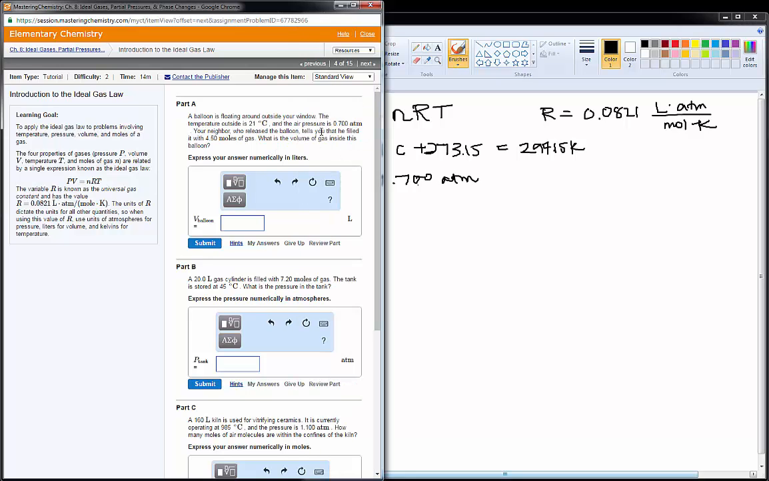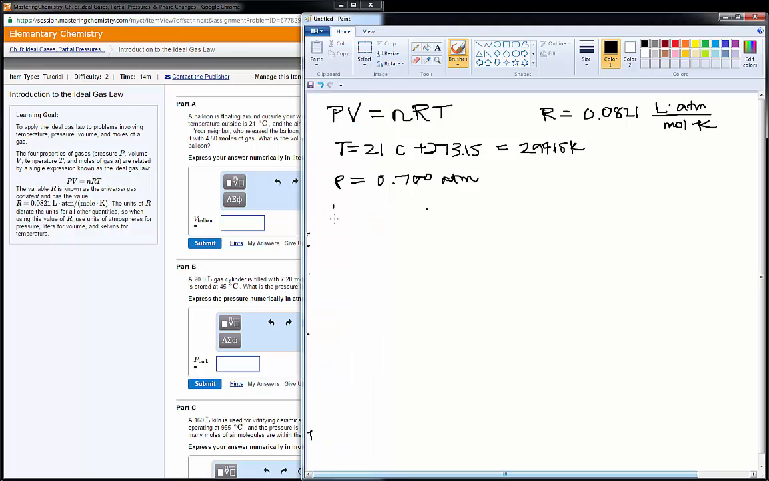My neighbor tells me that that balloon has 4.5 moles of gas. Number of moles, 4.5. N for number. So the question is, what is the volume? Now I've got 1, 2, 3, 4, 5. It looks like 5 variables, except one of these is a constant. So we know what R is. They gave us T and P and N, and we just need to solve for V. So again, take this equation and solve for what you want before you plug it in.